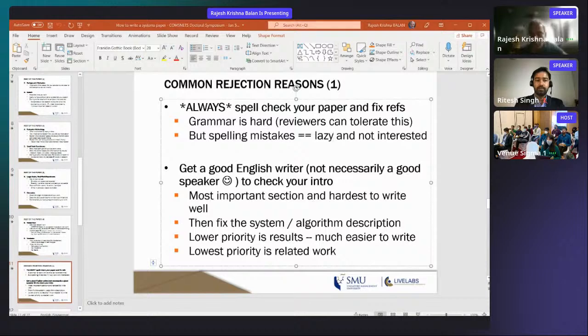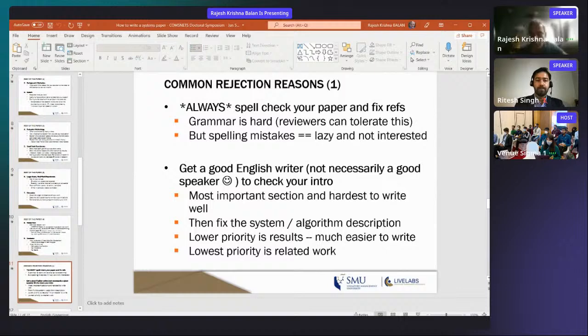If you can get a good English writer to at least read your intro, right? This is hard, but at least try to do it. Because if people don't understand, unfortunately, your paper cannot be accepted, right? This is not easy and requires a lot of time. And I understand the last minute rush to write papers, but try to get somebody who's a good English writer, who may not necessarily be a good speaker. Good speakers and good writers are different. Get a good writer to at least check your intro. Okay, and this is the priority I would put them in, in my own opinion, right?